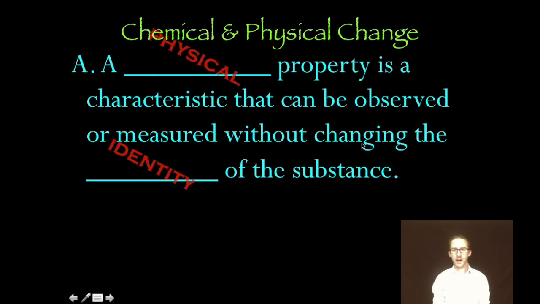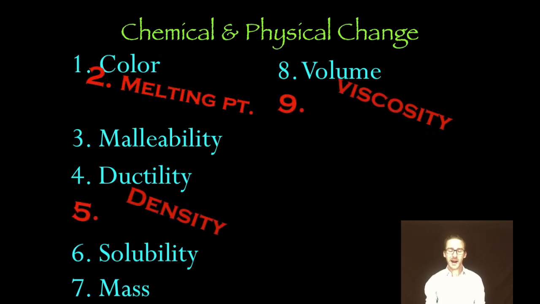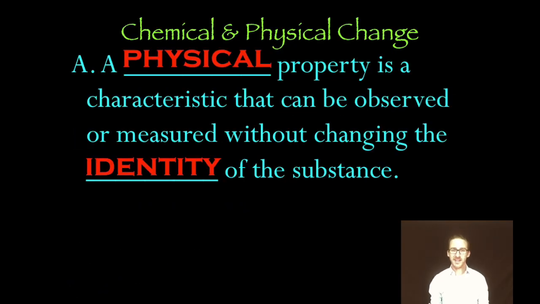Alright, so to start things off, we're gonna take a look at some physical properties. Physical properties are characteristics that can be observed or measured without changing the identity of the substance. Some great examples include color, melting point, malleability, ductility, density, solubility, mass, volume, and viscosity. But remember, the important thing to take away is that you can observe these things without changing the identity of the substance. The paper is blue.